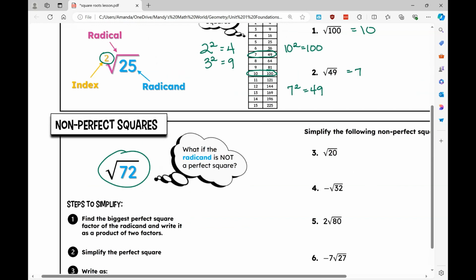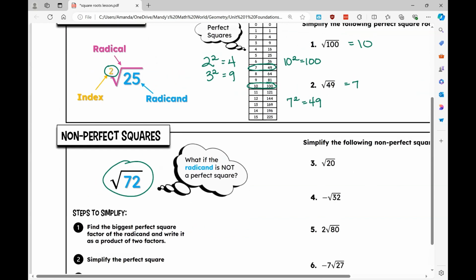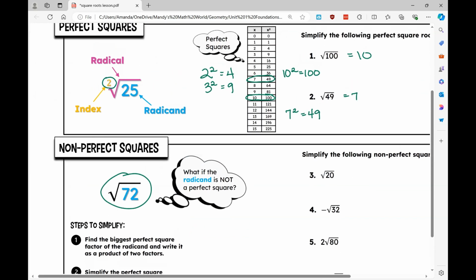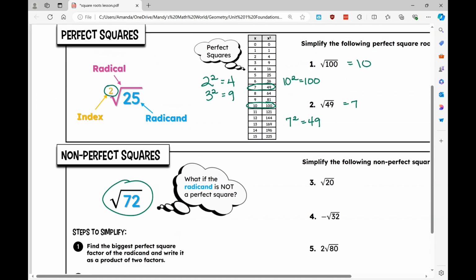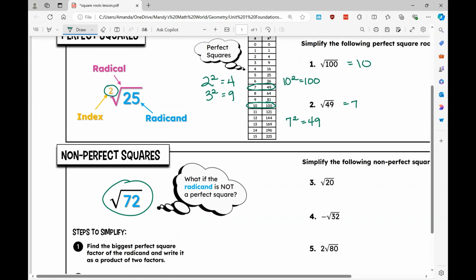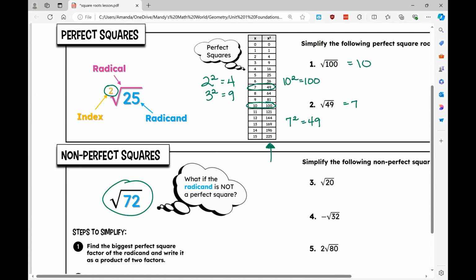That means when I go back to my perfect square chart, what's the biggest number in this right column? I want to make sure you can see it. In this column on the right, what's the biggest number that is a factor? That means it goes into that number a whole number of times. Well, what you can do is just go through your table.